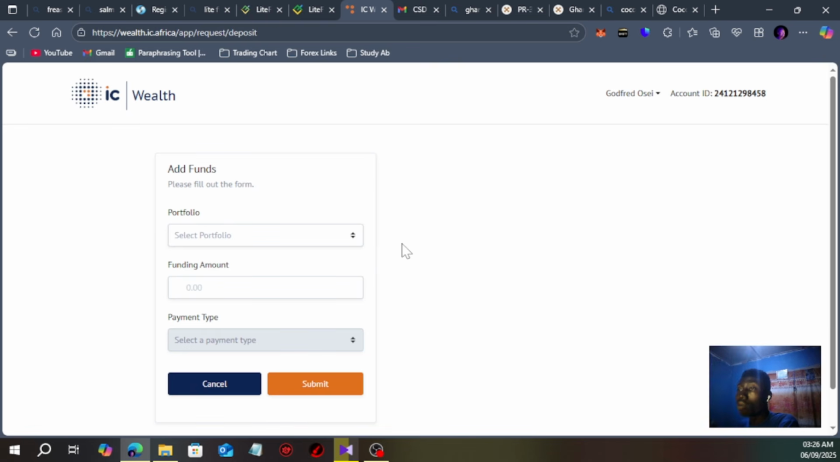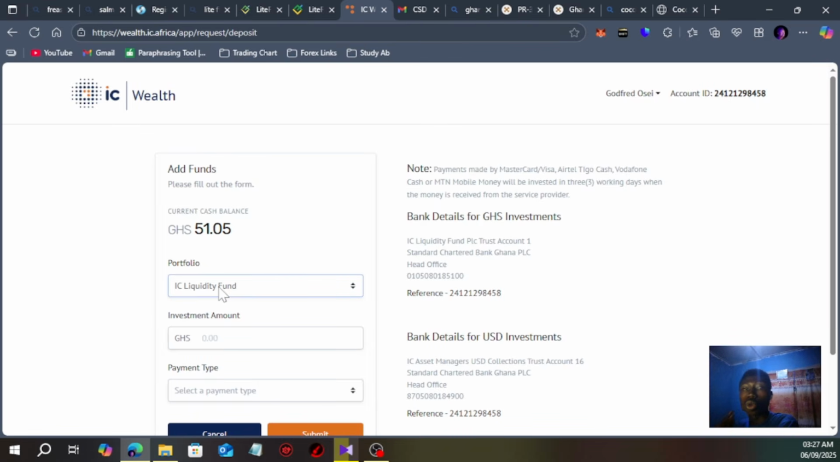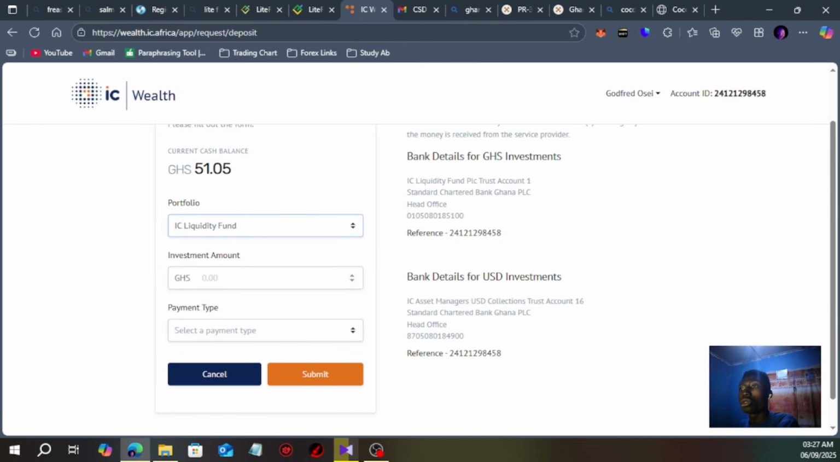Click on add fund. Many people have been struggling with how to make a deposit into this account, and it's very simple. You come to add fund. Here you select the portfolio that you want. For those who have the old account, it will be selected automatically for you, since you don't have two or three multiple accounts on the platform. Then you come to the investment amount. That is where you choose the amount you want to invest. So let's say you want to deposit 20 Ghana cedis.